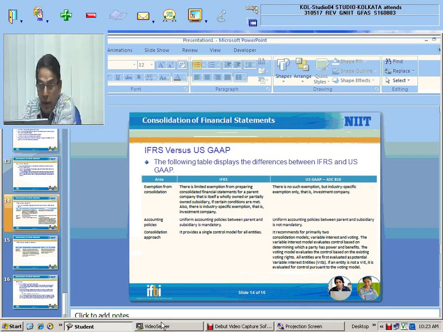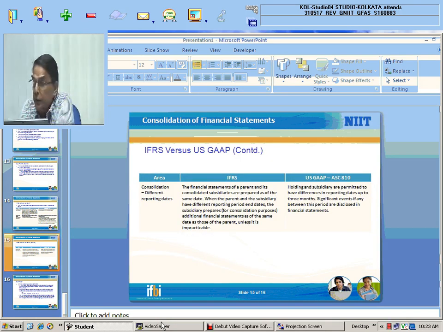And the last area is consolidation with different reporting dates. When the parent and subsidiary have different reporting dates, how is consolidation to be made? Under IFRS, the financial statements of a parent and its consolidated subsidiaries are prepared as of the same date. When the parent and the subsidiary have different reporting periods and dates, the subsidiary prepares additional financial statements for consolidation purposes as of the same date as the parent, unless it is impracticable.